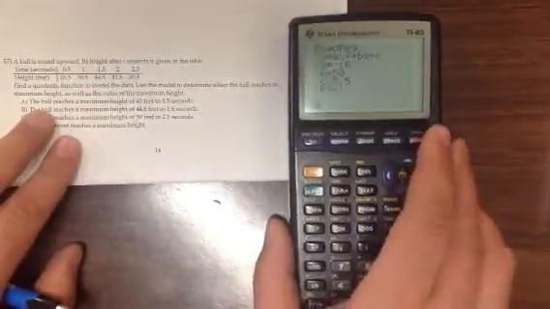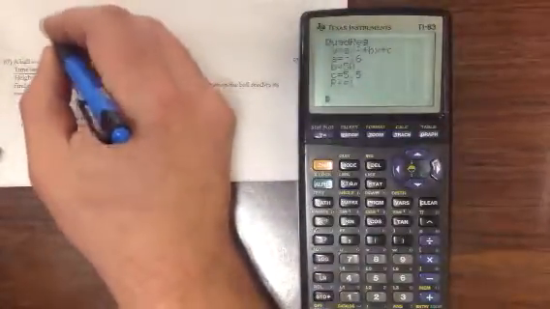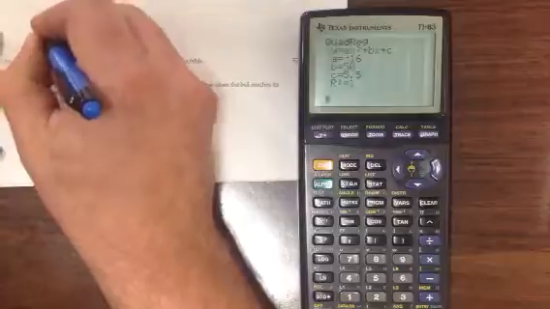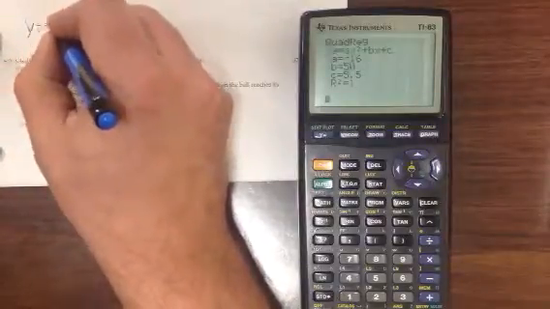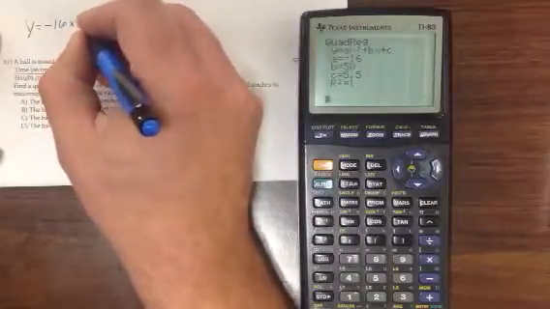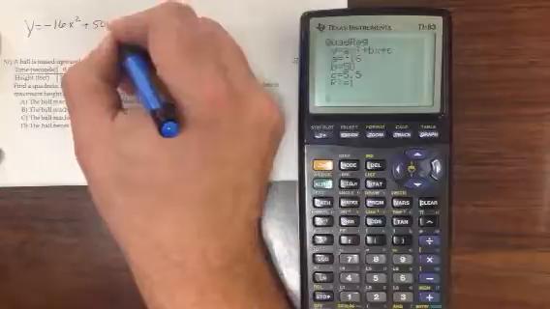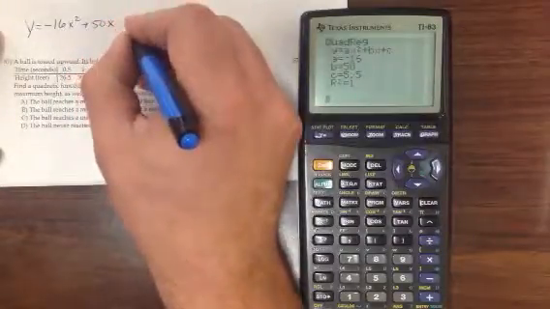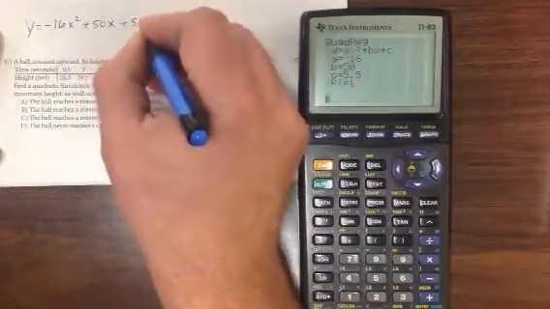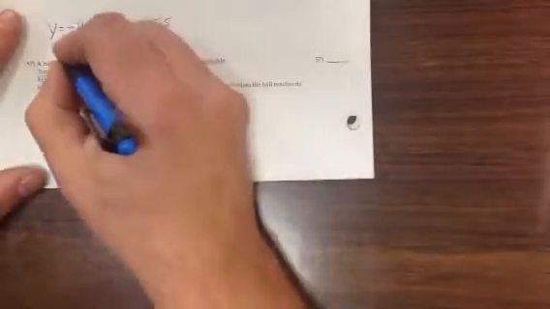So I'm going to set the calculator aside here for a second and write up here that the equation is y equals negative 16x squared plus 50x plus 5.5.